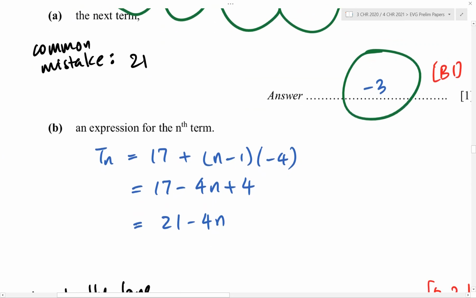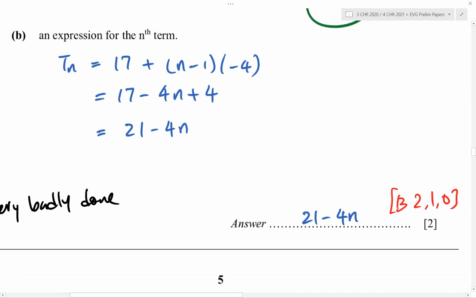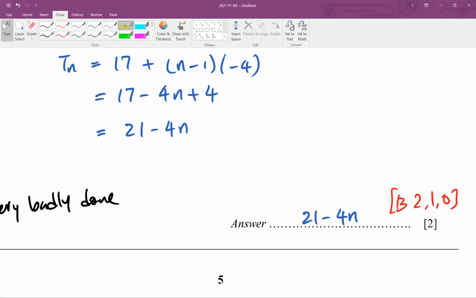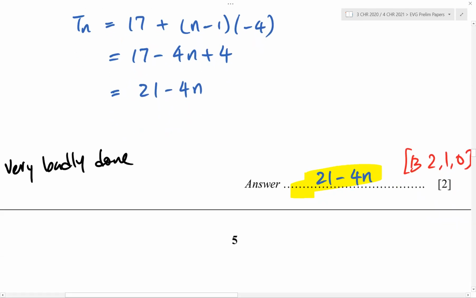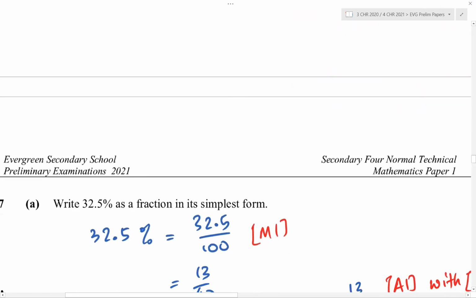Okay, part B. I think only one student got it correct. Now, this question was in the 2020 N-level paper. The method was covered over there. 2020 TYS, it was inside paper 2. Same question, just change numbers only. As long as I see 21, positive 21, 1 mark. If I see negative 4n, 1 mark. Total 2 marks. I'll go through again how to do it. Now it's not the time to do correction.